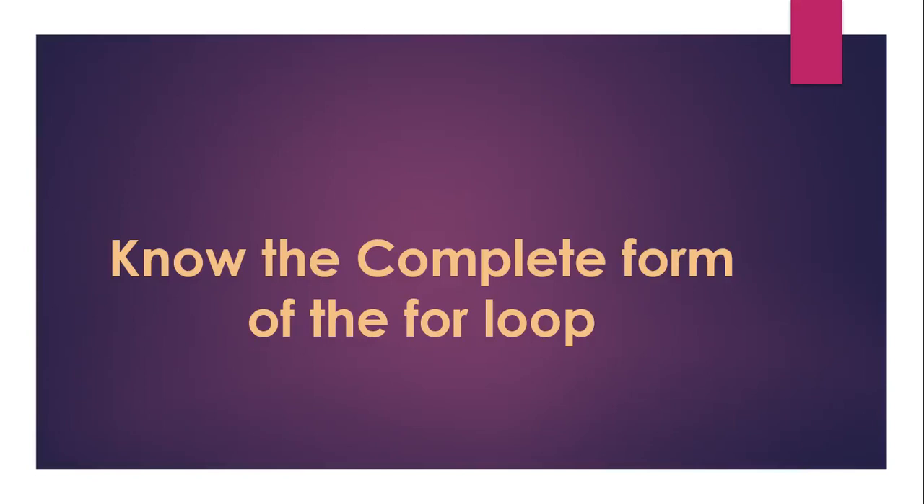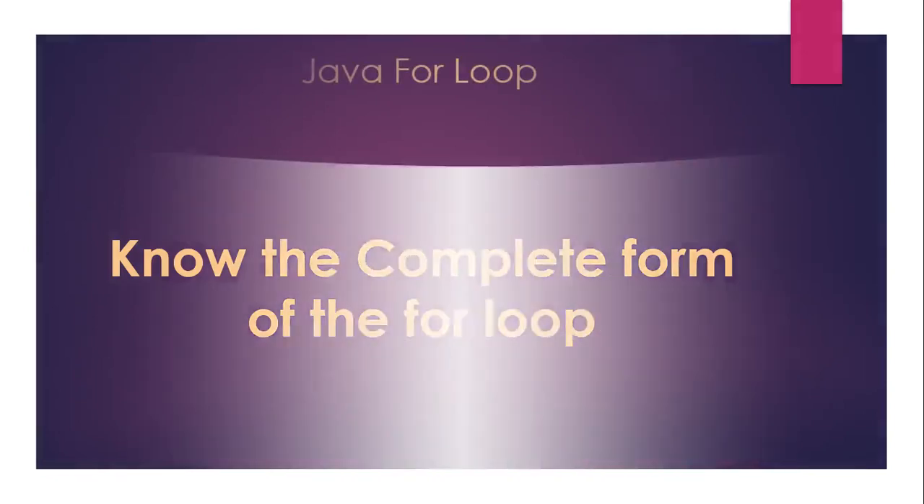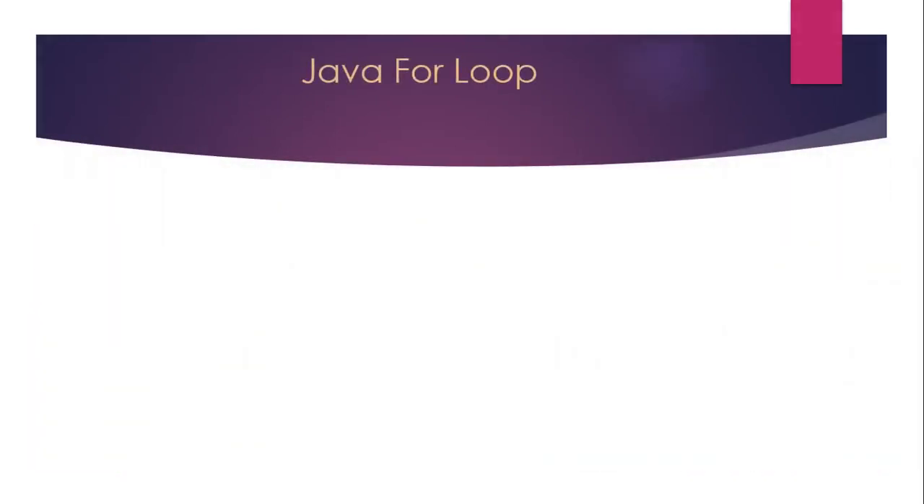In this tutorial, we are discussing the complete form of the for loop. So basically, a loop is used for iterating a statement, and there are three types of loops. First one is for, second one is do while, and third one is while. So let's discuss the Java for loop.